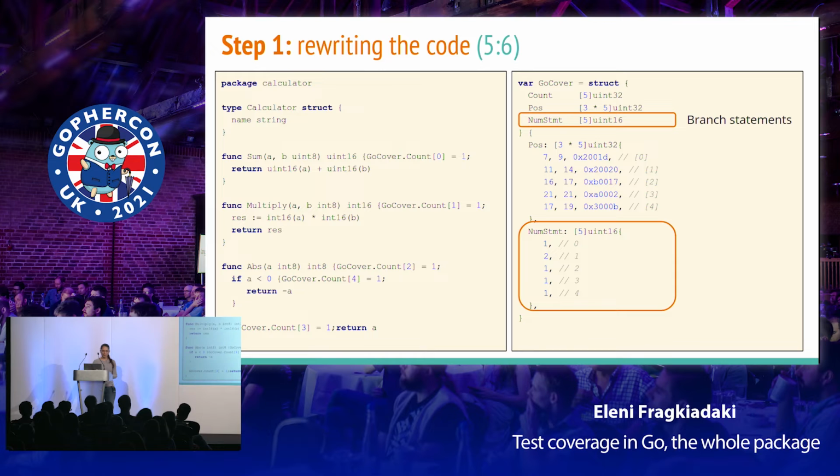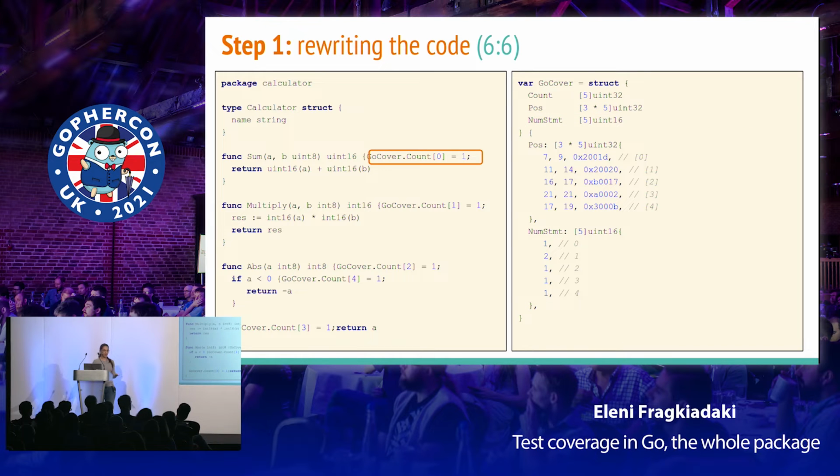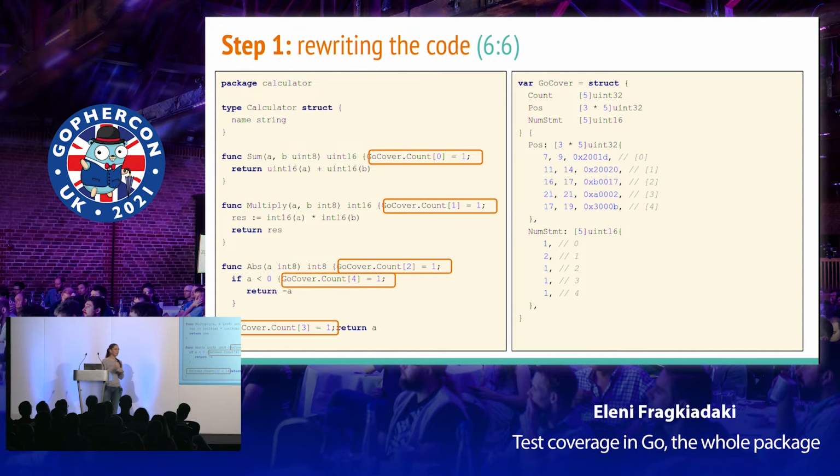What else does it add? If you have a look on the left, you're going to see that in each of the branches that we identified, Go adds GoCover.Count with the number of the branch, and it sets a value to 1. So this is how it will know that if we enter that code branch through a test, that value gets set, and that's how Go understands that that branch got executed, and it's going to calculate it against our code coverage. It's a pretty cool way of doing it, by the way.